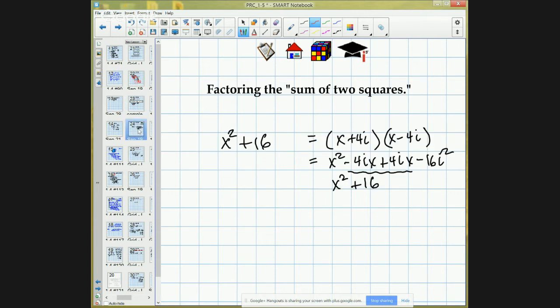Yeah, let's practice it. Here I clearly have given you the sum of two squares, x squared plus 16. Before this, we would have said, yep, can't do it. Now, let's use complex conjugates. X plus 4i, x minus 4i. And you can see, that works.